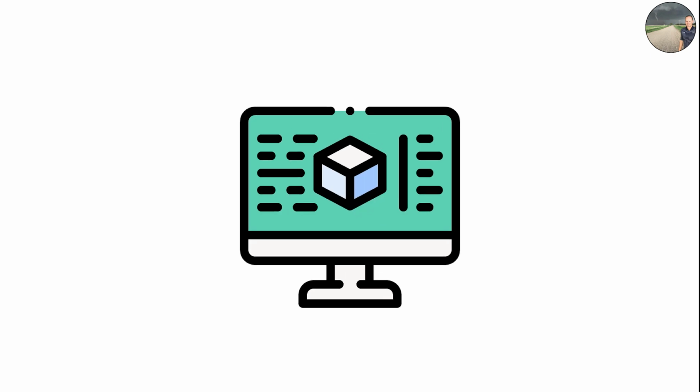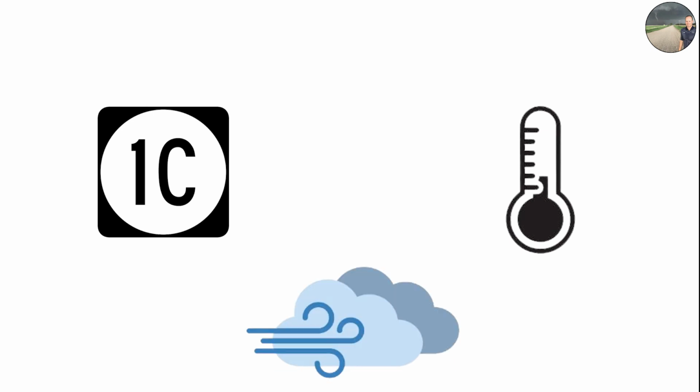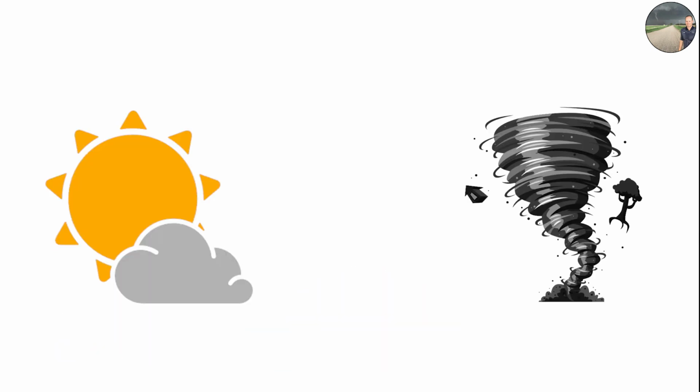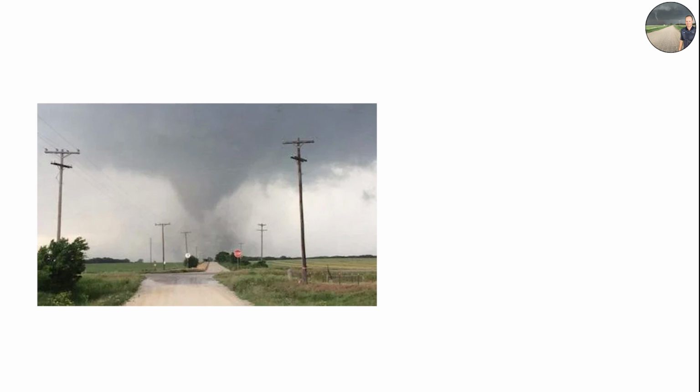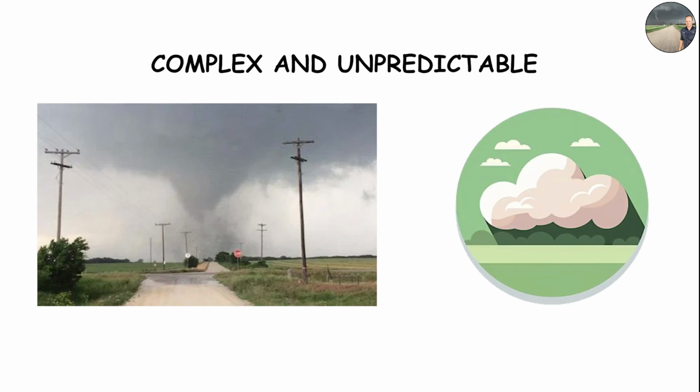Computer simulations show that minor differences, as little as 1 degree Celsius in temperature or 5 miles per hour in wind speed, can determine whether a tornado forms at all. That level of sensitivity makes the RFD one of the most complex and unpredictable pieces of weather science today.